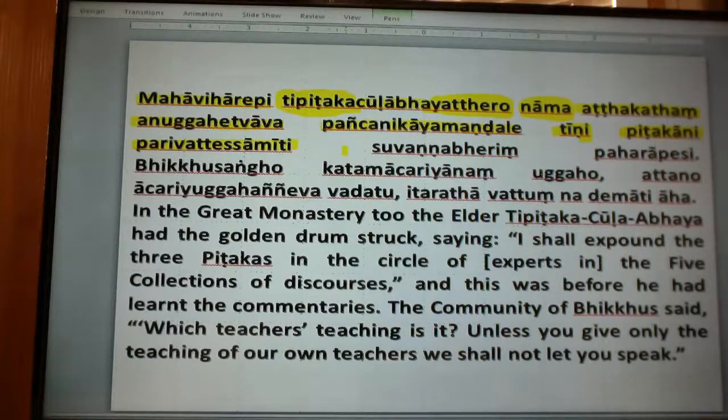So that senior monk, thinking like this, then Suwana Bheri. Suwana is golden. Bheri is the drum. Every temple has a drum to make different sounds by striking, so they know this is the eating time, this is the chanting time, this is the meditation time. So at the Buddha's time, every temple had a drum.